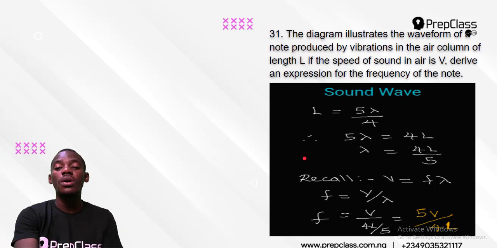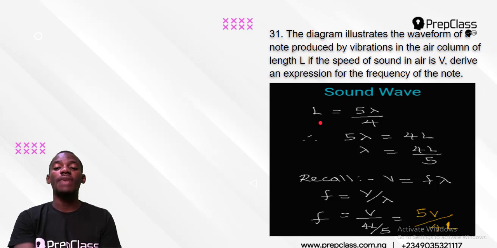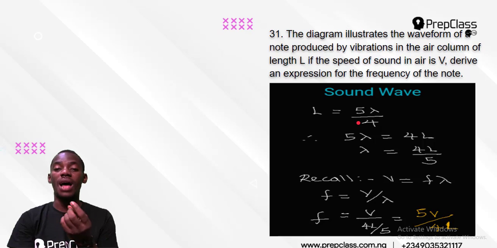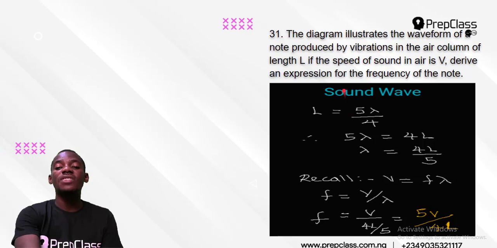Now, don't forget the two equations I used. First of all, I knew that v equals f lambda, right? But I knew that for the fifth harmonic wave in a closed pipe, the length is 5 lambda over 4.